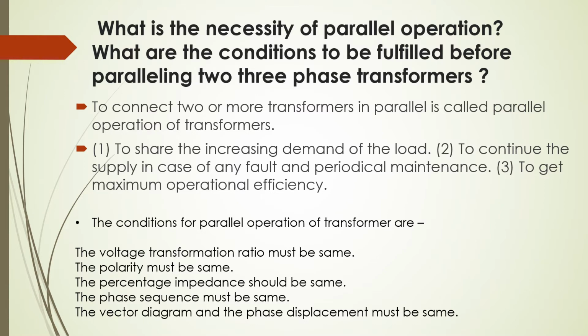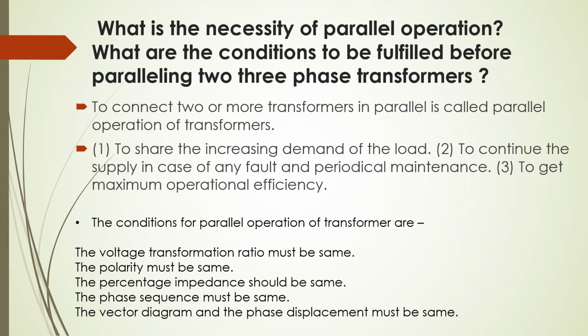What is the necessity of parallel operation? What are the conditions to be fulfilled before paralleling two or three phase transformers? To connect two or more transformers in parallel is called parallel operation of transformer. The purpose of paralleling is to share the increased demand of the load or to continue the supply in case of any fault and periodical maintenance to get maximum operational efficiency.